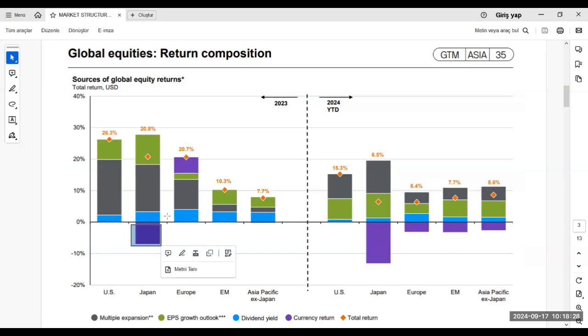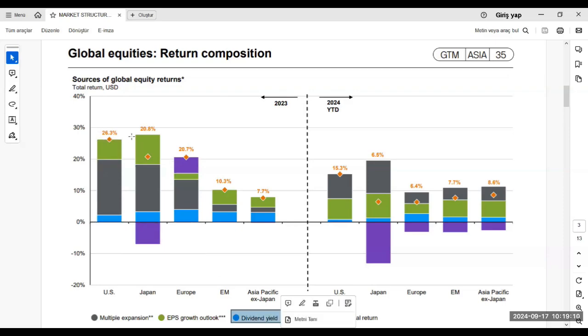Sorry for this. And now, please look at the line here. This is 2023, and this is 2024 year-to-date total return, and we are trying to understand the composition of it. What is the total return in the United States? Approximately 26%. But where is most of the composition coming from? Approximately 15%. Where does it come from? Multiple expansion. Only 6% is coming from the earning per share, and just around 2-3% is coming from the dividend yield.